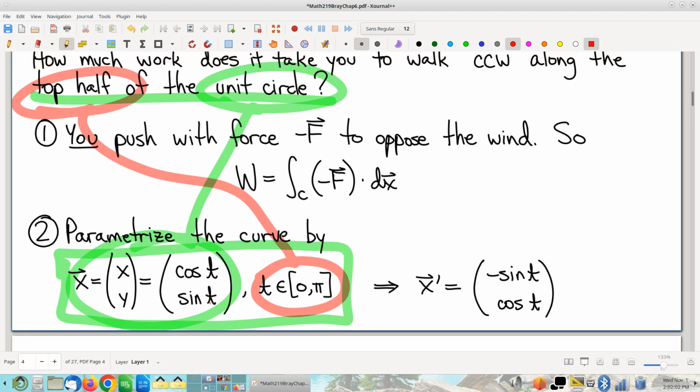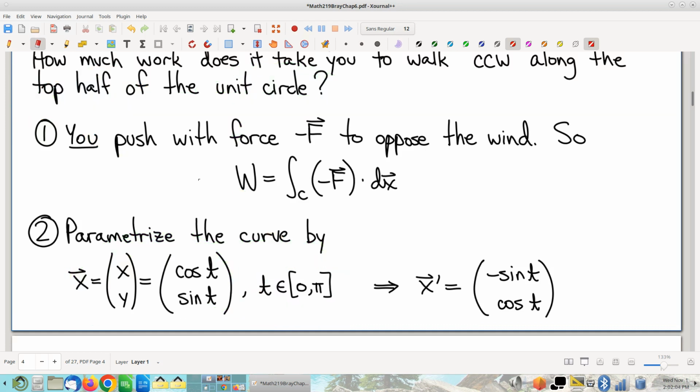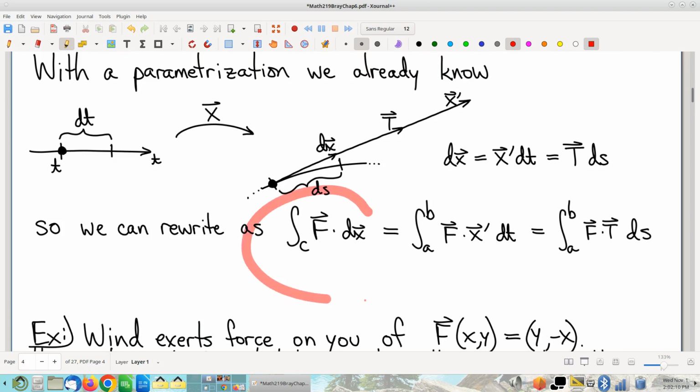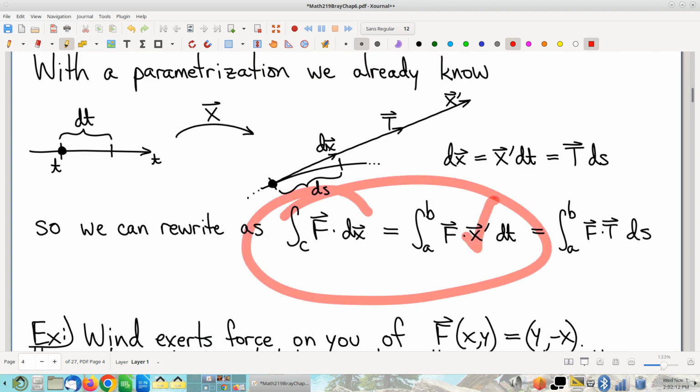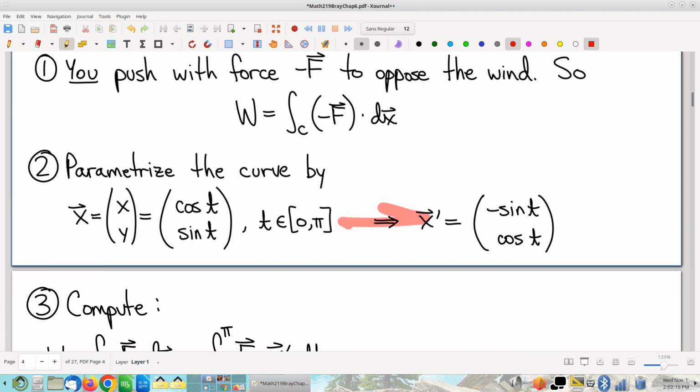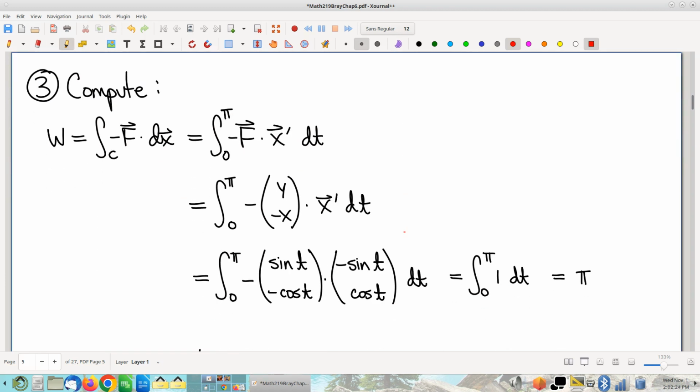Okay, we know we're going to need our x prime. After all, here it is right here in the formula. We're going to need to know that x prime. So let's take the derivative of this parameterization. Easy trig. And now it's just a matter of plugging it all in. So here we go.